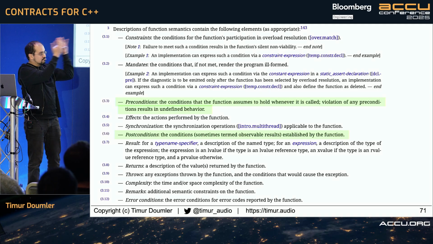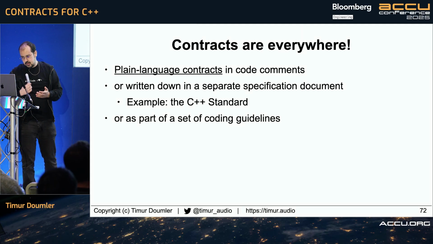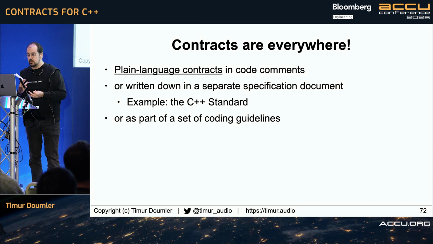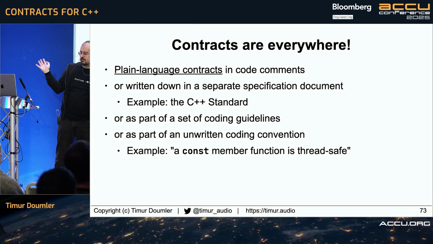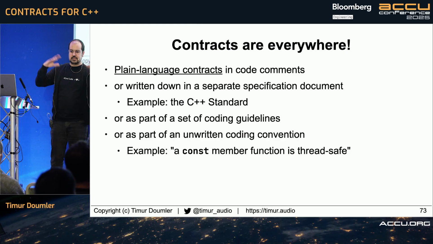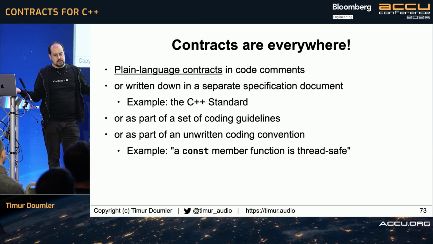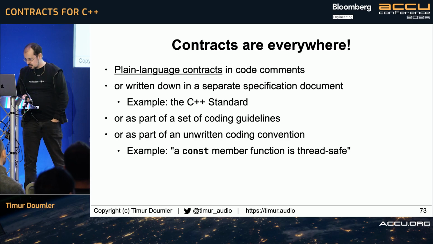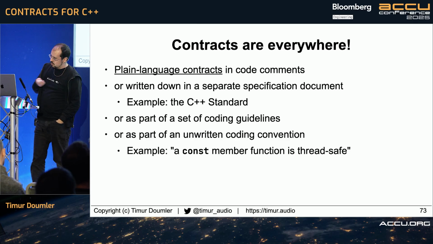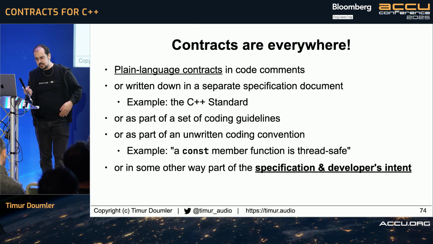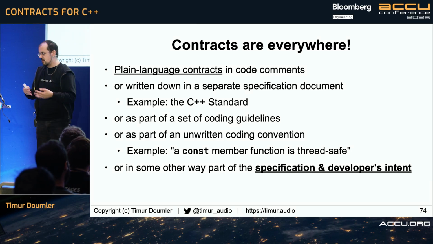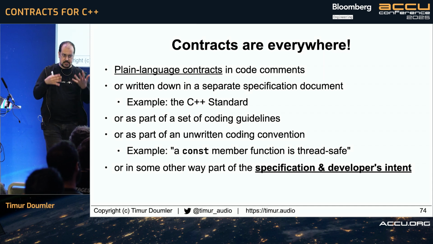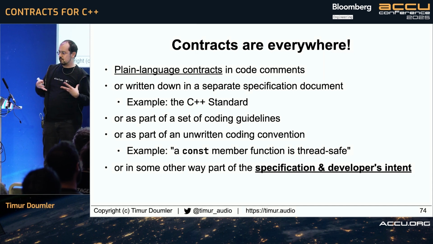So that is contracts, right? We got them either in a specification or in a code comment. Could be also part of your coding guidelines. It could even be an unwritten contract. For example, if you got a const member function, that's thread safe. That's a contract, which maybe nobody ever wrote down at your company, but people just know that it's there. So that's also part of the contract. In whichever way it's written down or not written down, it's somehow part of the specification of a function or a class or whatever you have. And it's somehow part of what you intended to write when you wrote that code. That's kind of what the contract is.